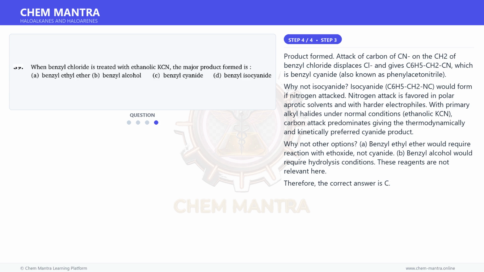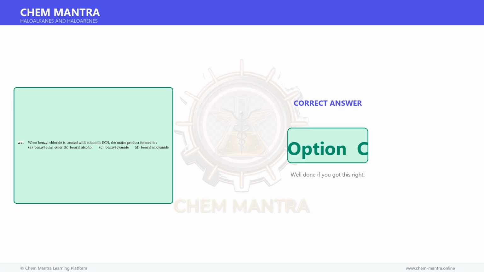Why not other options? A. Benzyl ethyl ether would require reaction with ethoxide, not cyanide. B. Benzyl alcohol would require hydrolysis conditions. These reagents are not relevant here. Therefore, the correct answer is option C.